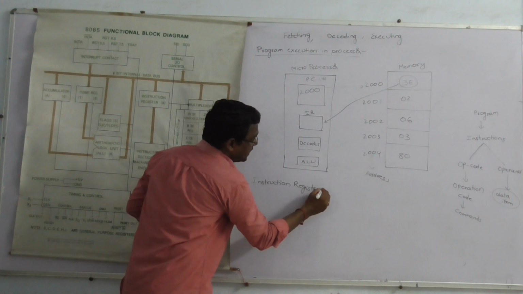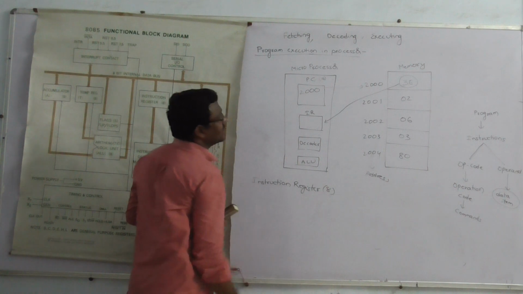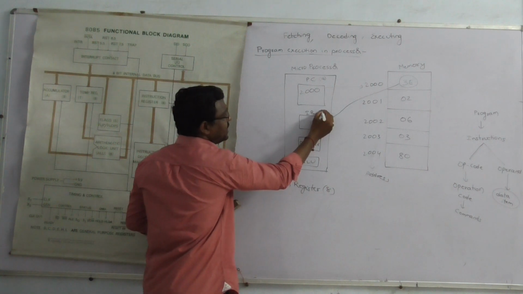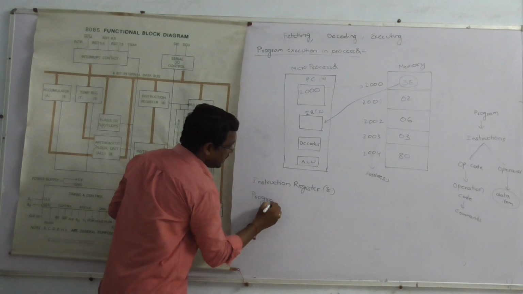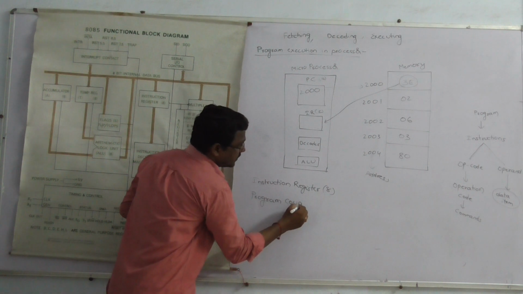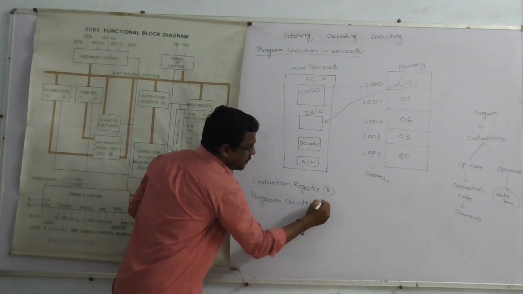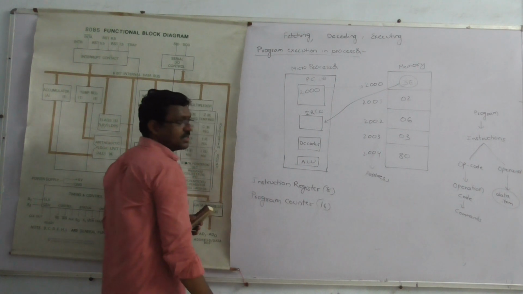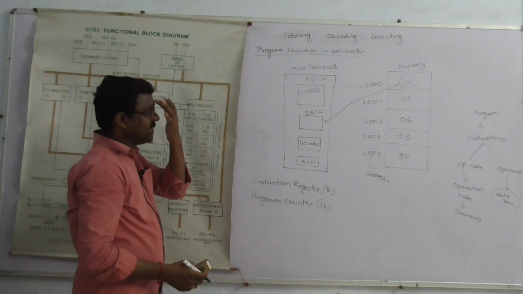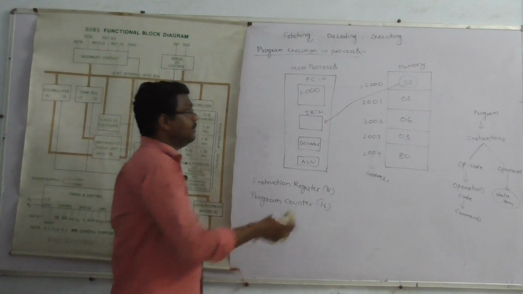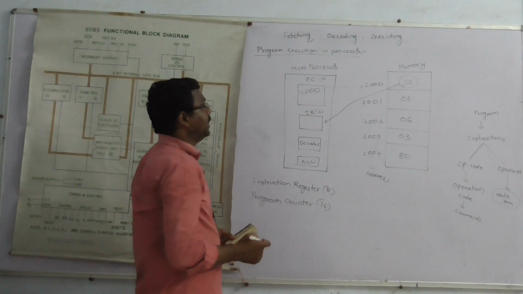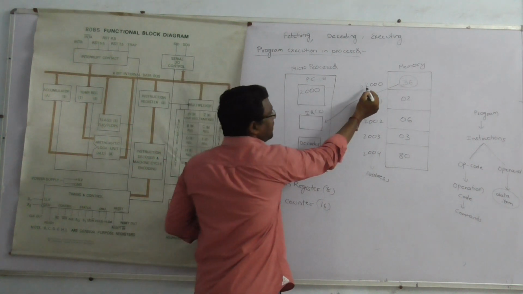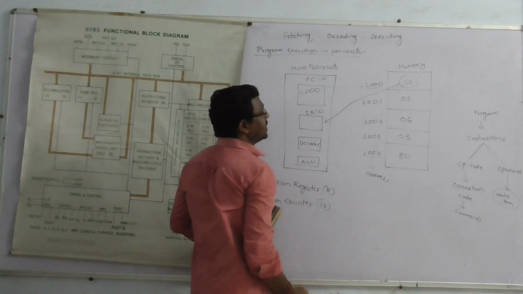Instruction register is an 8-bit register. PC means program counter register. That is also one type of register. Program counter is a 16-bit register. It can store the memory address of the next instruction to be executed. The program counter can store the memory address, for example, address 2000.